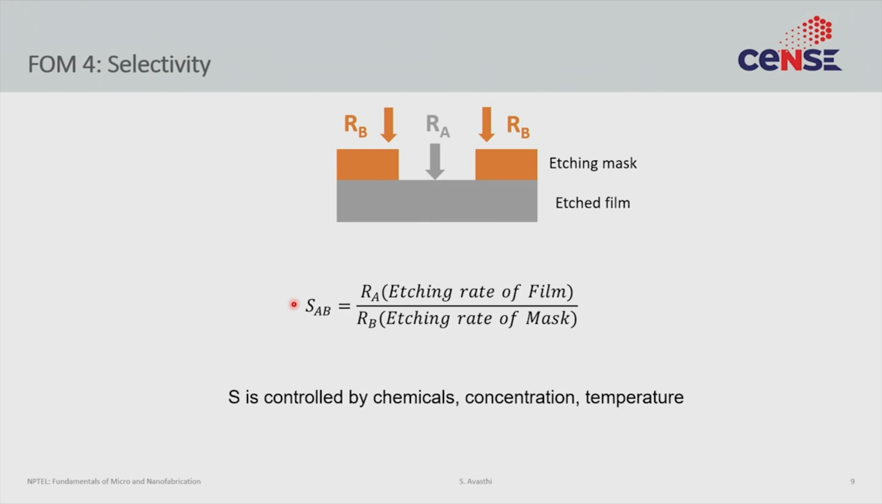In some extreme cases, the selectivity actually can be less than 1. That simply means that you have to put in a lot more mask to get a certain etching depth. This often is the case for materials that are very hard to etch. For example, some oxides, some very stable noble metals. In those cases, the selectivity can even fall below 1.